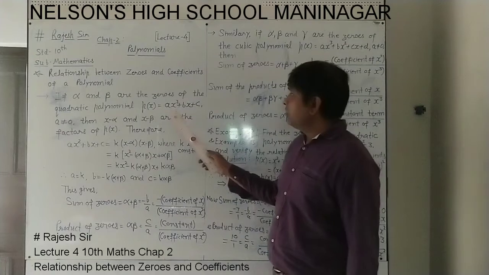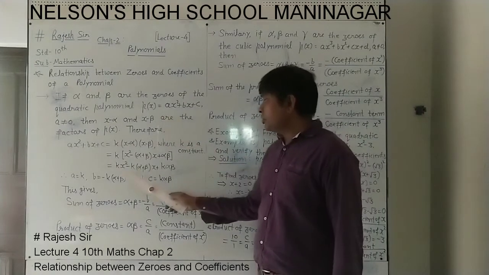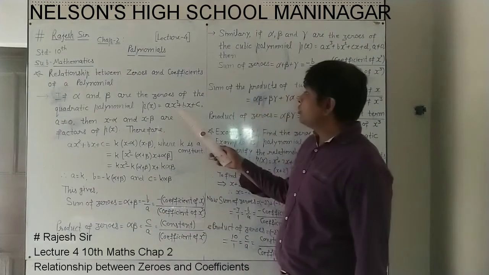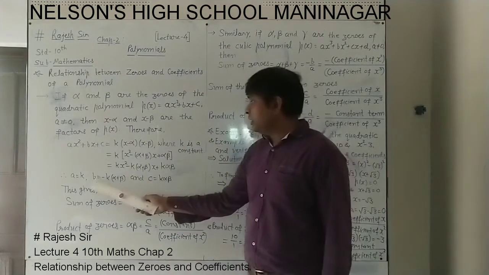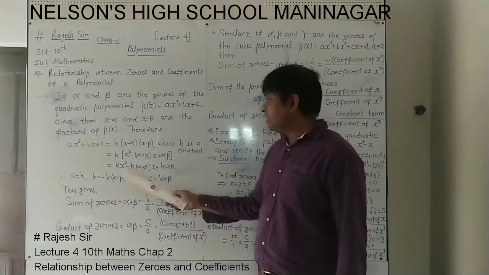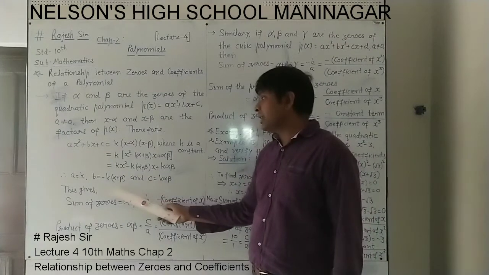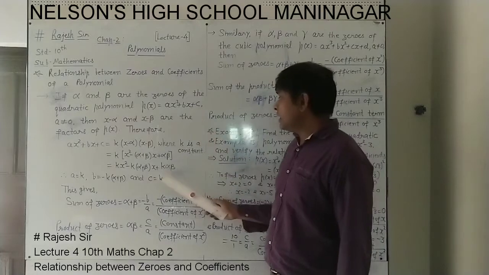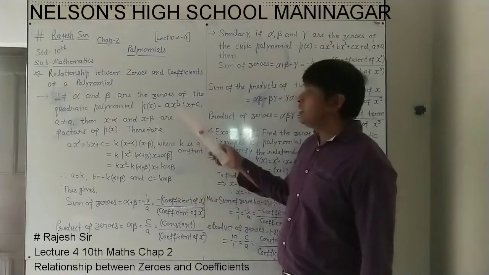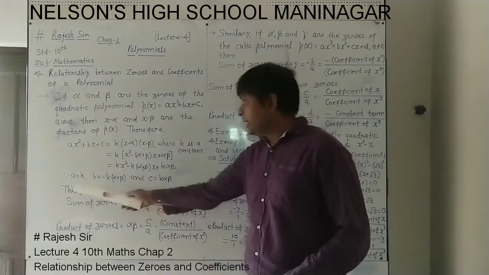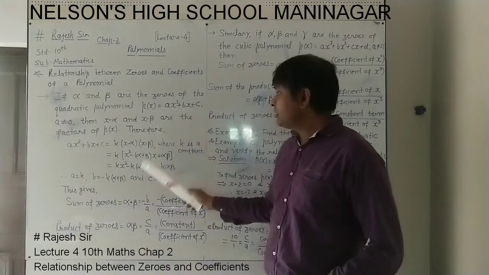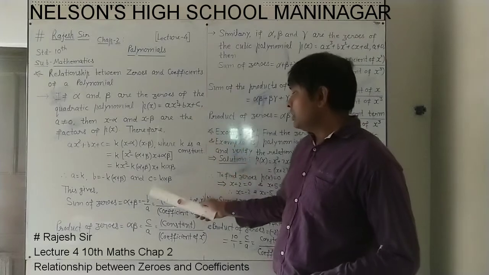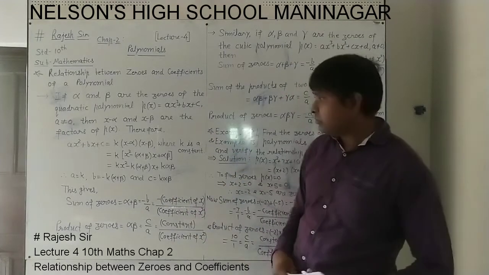Now this expanded form, if we compare with the standard form ax square plus bx plus c, the coefficient of x square here is a, and there it is k. So a equals k. Here the coefficient of x is b, and there the coefficient of x is minus k times (alpha plus beta). Compare the constant: c equals k alpha beta. So comparing the coefficient of x square, we get a equals k. Comparing the coefficient of x, we get b equals minus k into (alpha plus beta), and comparing the constant term, we get c equals k alpha beta.